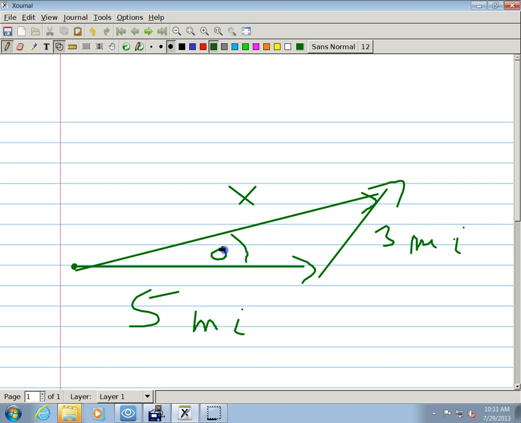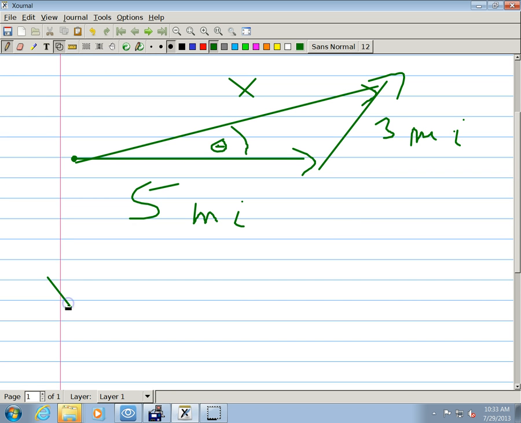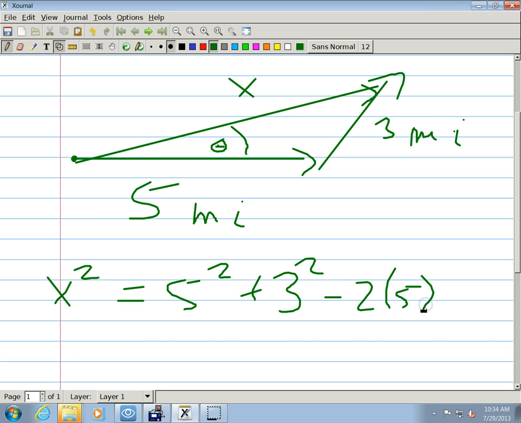Let's say theta is there. That's my theta. Okay? So how do you figure out x? Well, you said law of cosines, right? So I'll start you off. X squared equals 5 squared. Okay, 5 squared plus what? Remember law of cosines? 3 squared. Then what? Minus 2 times 5 times 3 times the cosine of the angle in between.